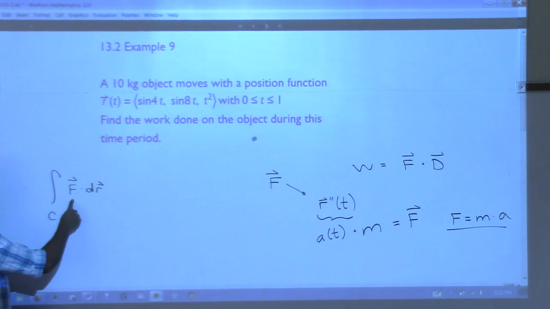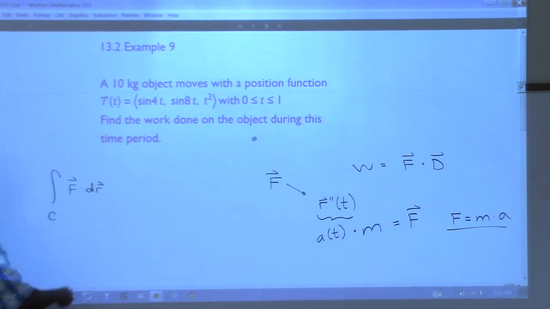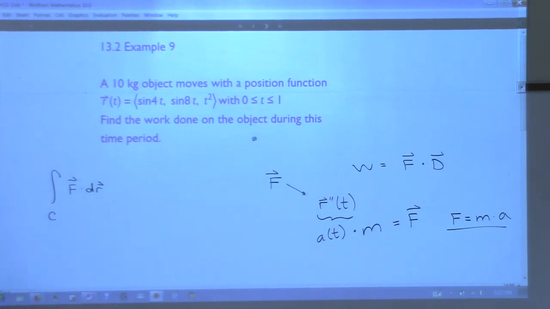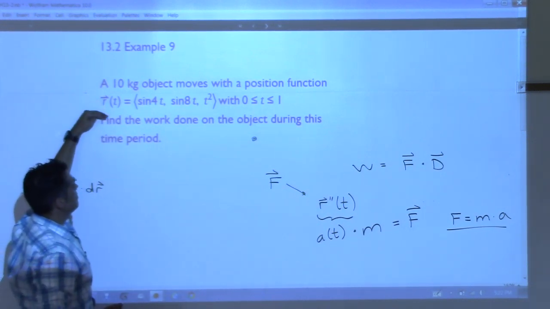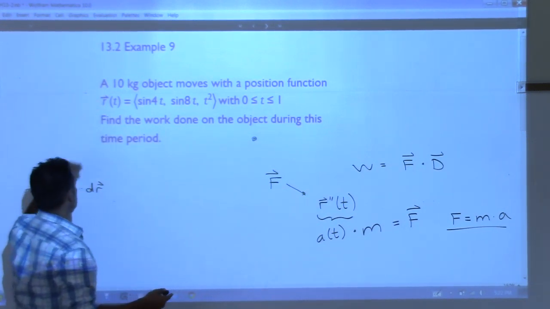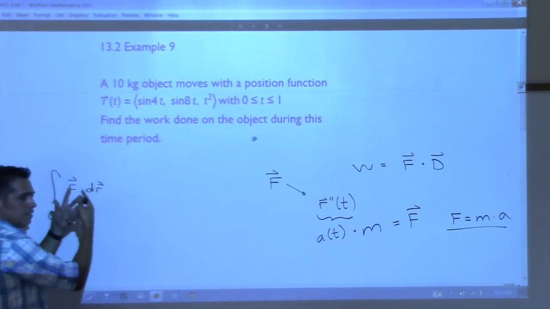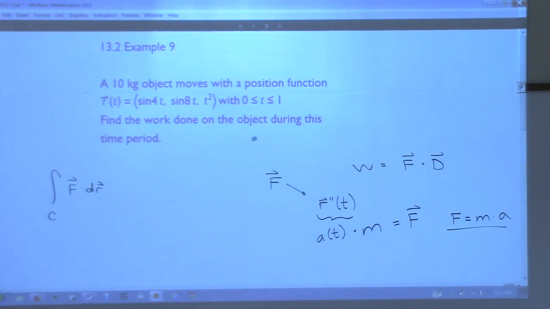All right? Yeah, we'll call it a day. You understand what you need to do here? Two derivatives, multiply by 10, dot that with the derivative of this, integral from 0 to 1. That's the way that would work.